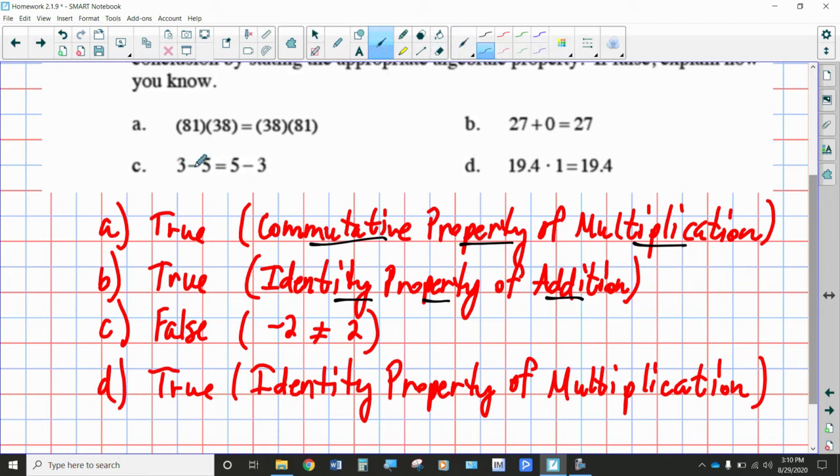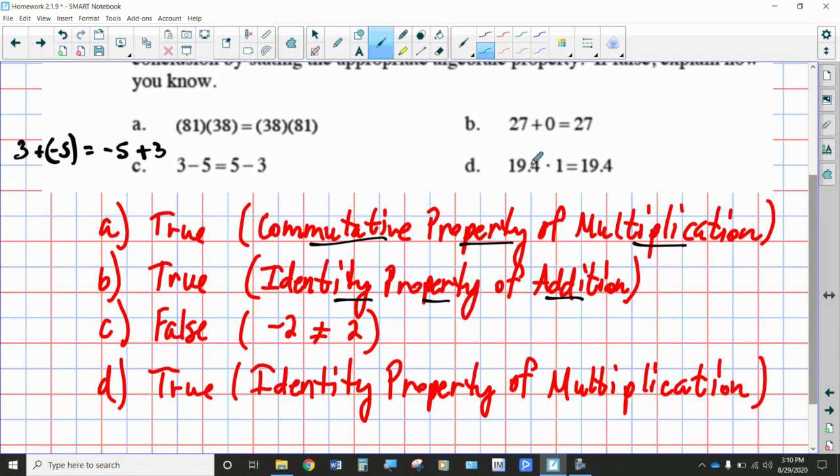Okay, is 3 minus 5 the same as 5 minus 3? No, that is not. You are not allowed to rearrange those if you are subtracting them. You have to be adding. So if you wrote 3 plus a negative 5 is now equal to negative 5 plus 3, that would work. But you have to make sure that minus sign stays attached to the 5.